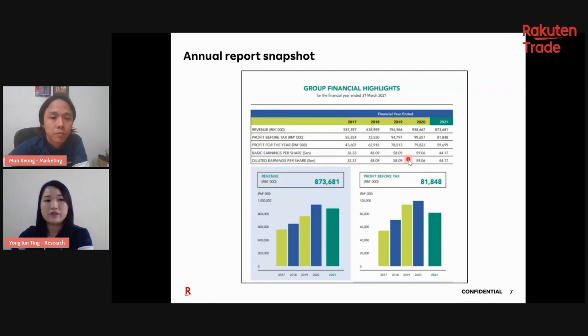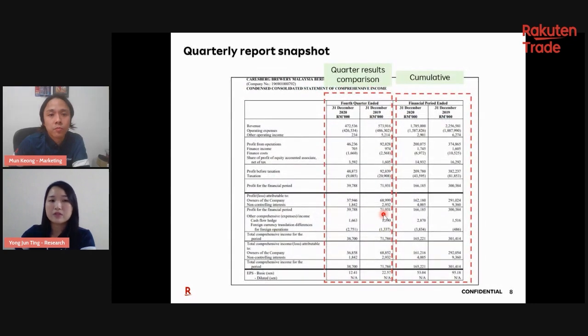This is an example of an annual report snapshot, which shows the 5-year historical performance of a company and also some very colorful infographics. And in terms of this quarterly report snapshot, especially for new investors, they are very confused when they open the quarterly report. The first thing that comes up is the income statement. There are 4 columns. What are the differences and how do we interpret them?